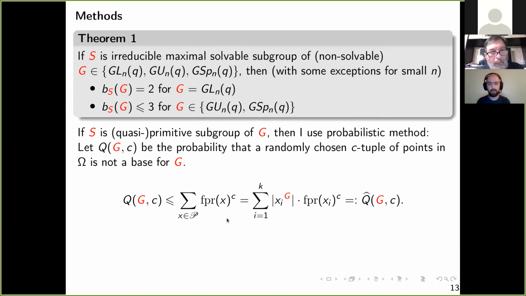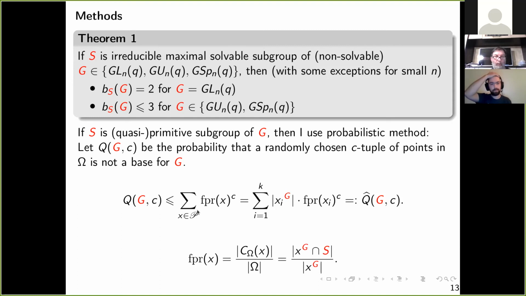This probability we can estimate by the following thing. Here, FPR is the fixed point ratio, which is the ratio of fixed points by element X. This sum is taken over all elements of prime order in G. So, using this estimate, to use it, what do we need to know?